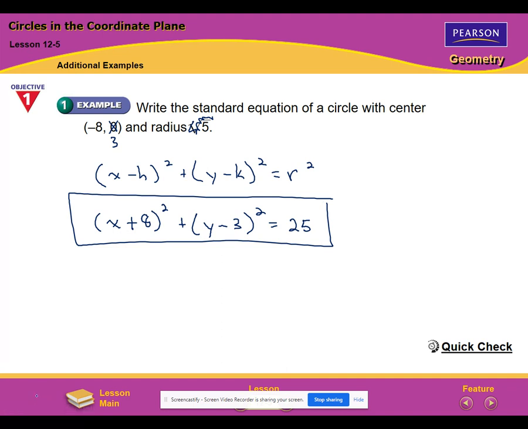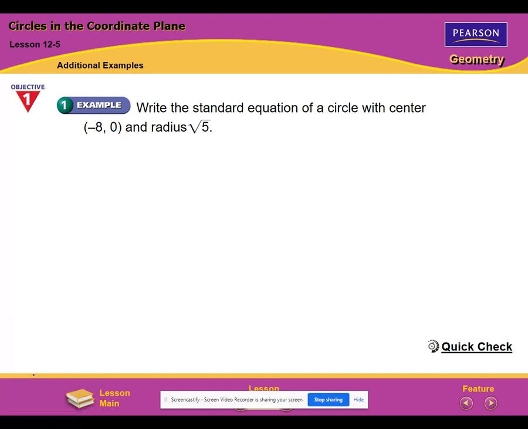Now let's just back it off and go with theirs. You can, 0 is a number, the 0 is the y value. I'll just roll to their answer here. So they're going to plug that 0 in here for k, this negative 8 in here for h, and the square root of 5 is getting plugged into r. Now think about what's going to happen when the square root of 5 gets squared. It's going to be just 5.